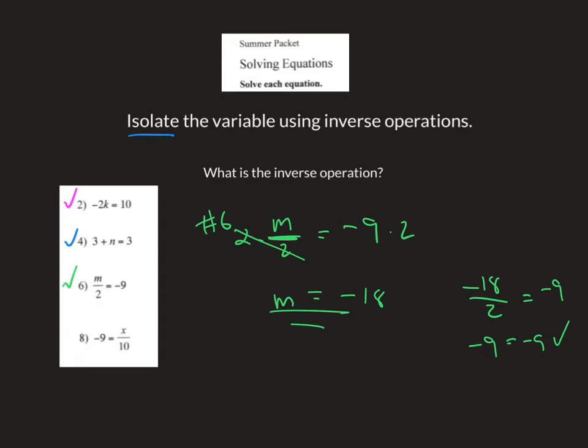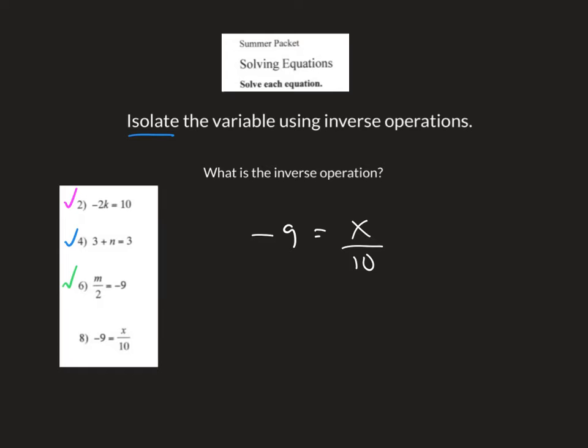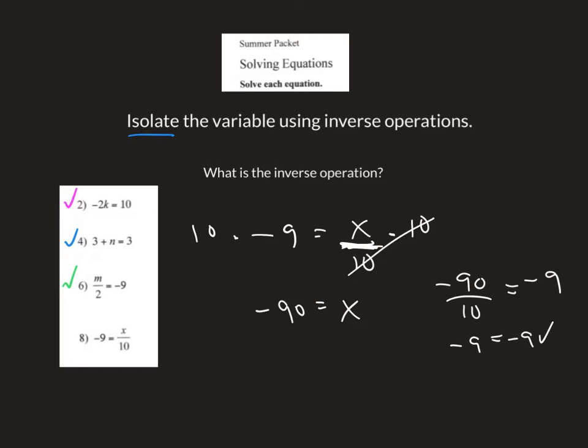Move on to number 8. Negative 9 equals x divided by 10. Again, it's very similar to number 6, just the variable's on the right side, no big deal. My operation that's holding 10 to x is division. The opposite of that is multiplying by 10. When I multiply by 10 on both sides, the 10 on the right side cancels. 10 times negative 9 on the left side gives me negative 90 equals x. For my check, negative 90 divided by 10 should be equal to negative 9, which it is. So that is our final answer. Number 8 is all set.